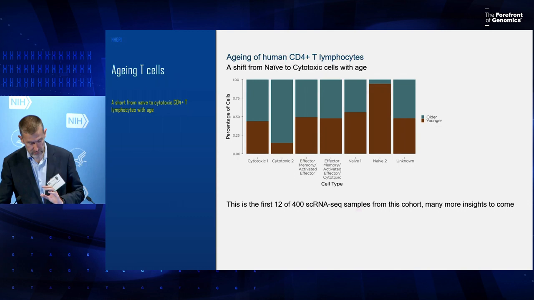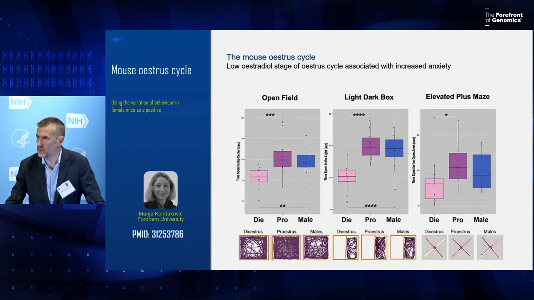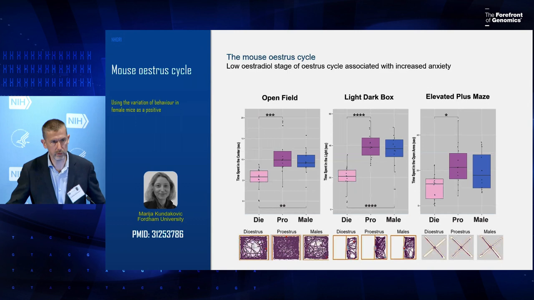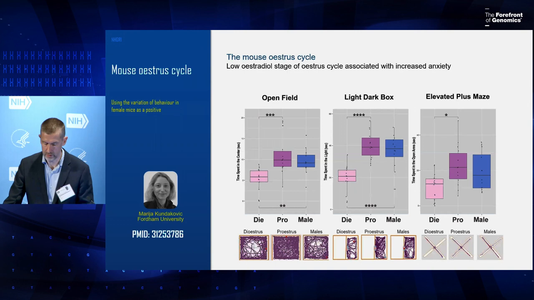Fordham University is also in the Bronx. Maria Kundakovic is an extraordinarily talented neuroscientist, and she was resistant to the idea that we just take female mice out of neurobehavioral experiments because their behavior is variable depending on where they are in the estrus cycle. She said, let's positively use that as a physiological model that could be studied, and it has relationships to things like anxiety, depression, and so on.